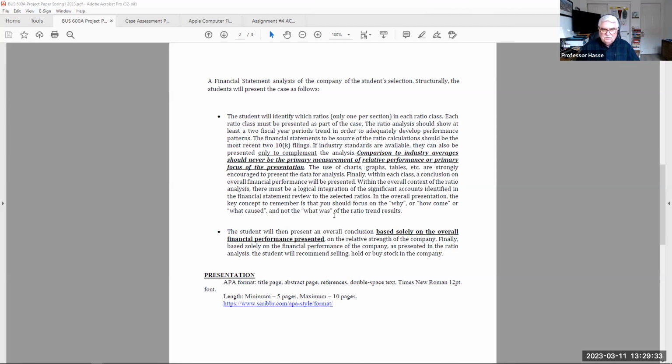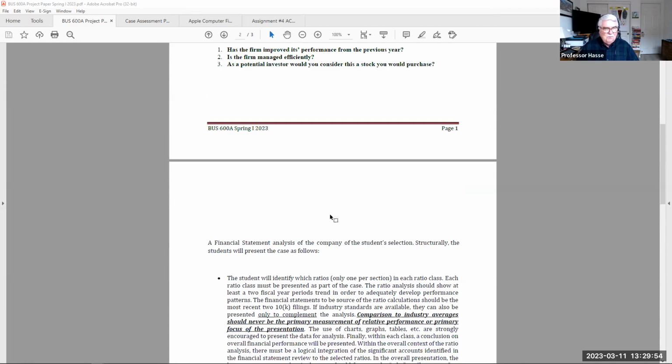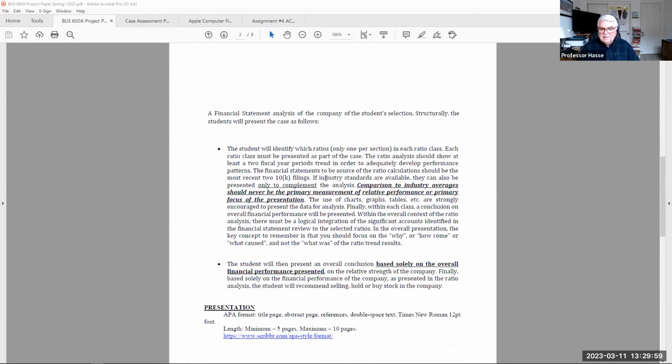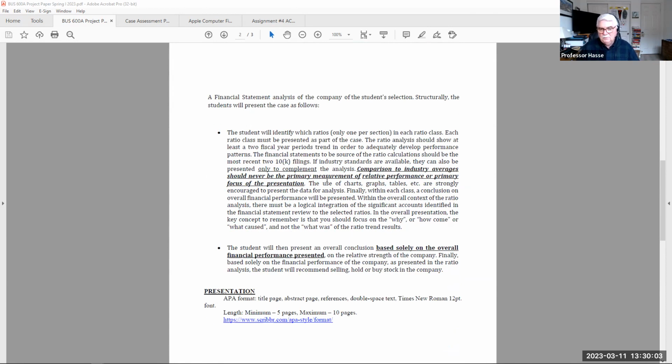In the overall presentation, the key concept is to remember that you should focus on why or how come or what caused, and not the what was of the ratio trend analysis. In other words, why did Apple's current ratio, Ford Motor Company's current ratio, go down or up? Why did the debt ratio change? What happened to the profit margin? What happened to whatever you use here as your analysis? Not just, oh, it changed by 5%. No. Why, in your interpretation?